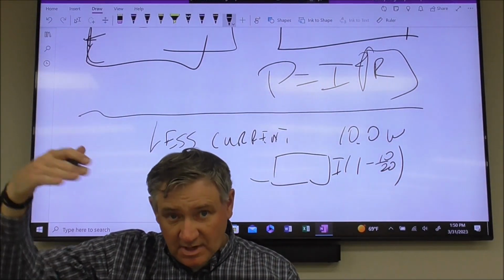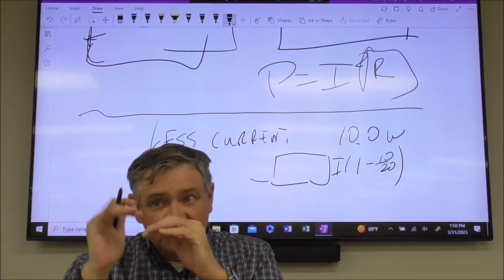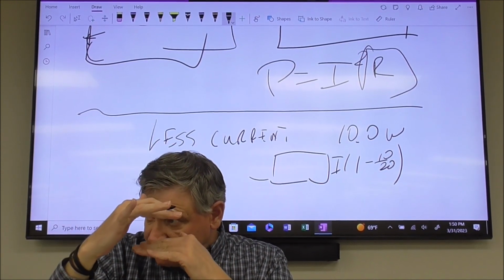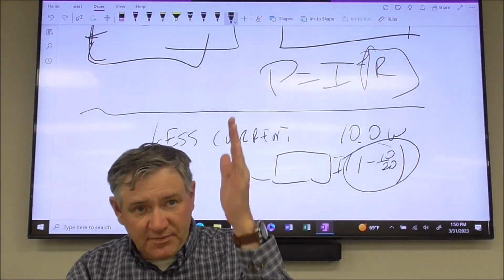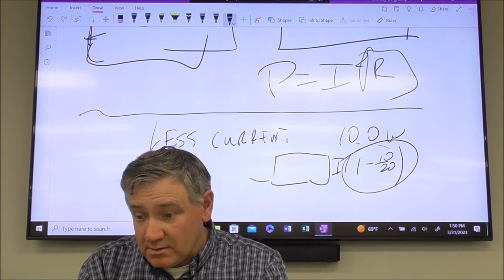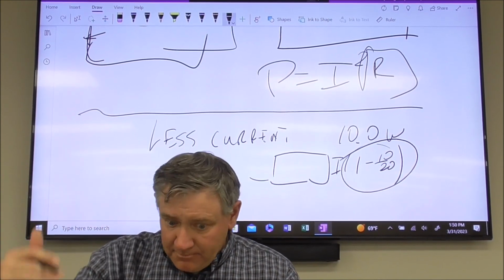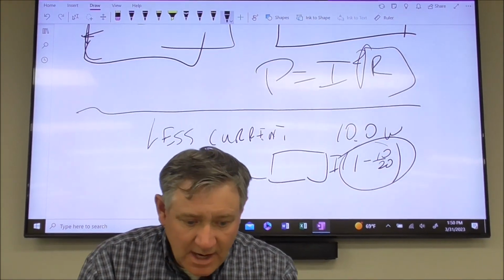Because that 20 is the total of the resistance within that parallel section, okay? So basically, you're going to take the current that's going through the whole thing, and then that portion of it, then you can plug that into I squared R.